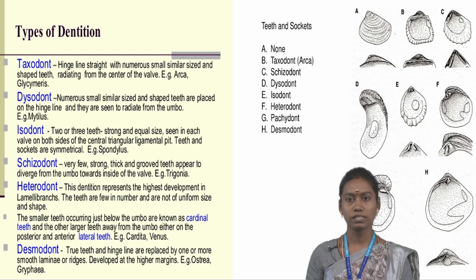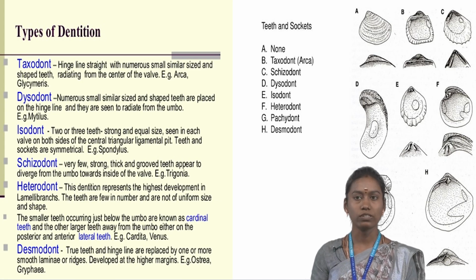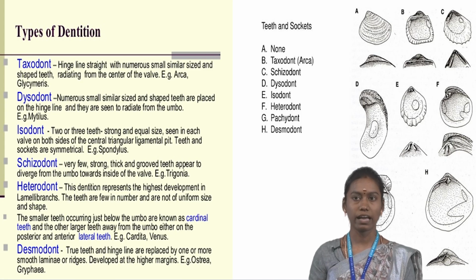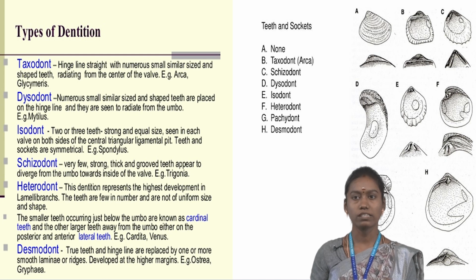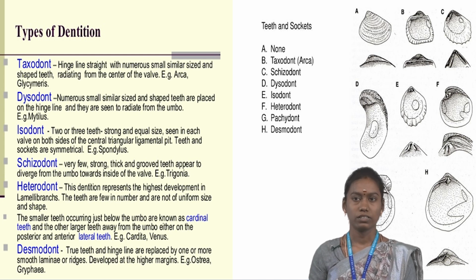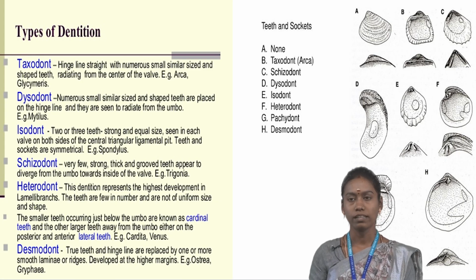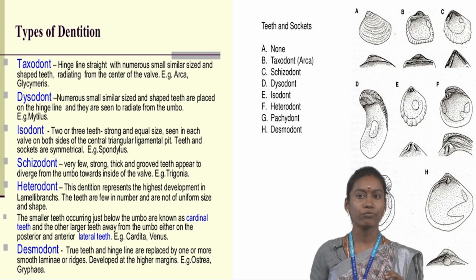Mytilus fossil comes under the disodont type of dentition. Then isodont. Isodont means only two or three teeth are present. They are strong and equal in size, seen on each valve on both sides of the central triangular ligament pit. The teeth and the sockets are symmetrical in size. Example, Spondylus.